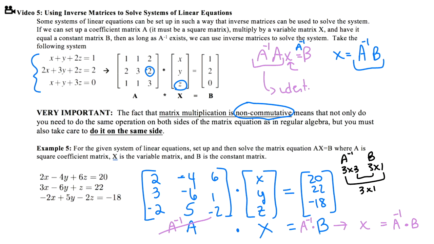If, however, we do it the wrong way and we do B times A inverse, B is a 3 by 1, A is a 3 by 3, these inside numbers are not the same. So that means that this has a dimension mismatch. It means the number of columns in the first is not equal to the number of rows of the second. You can't do it. So that's what that means. Dimension mismatch means the product is not possible.